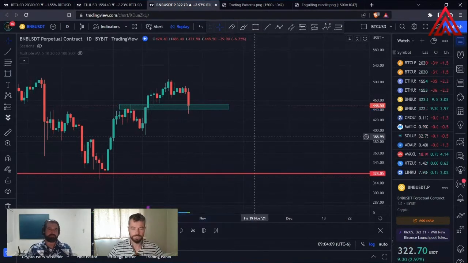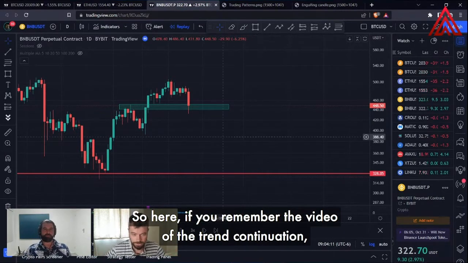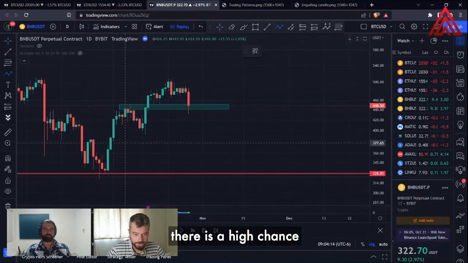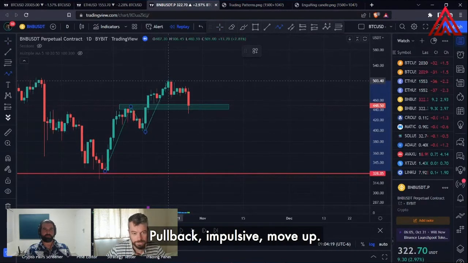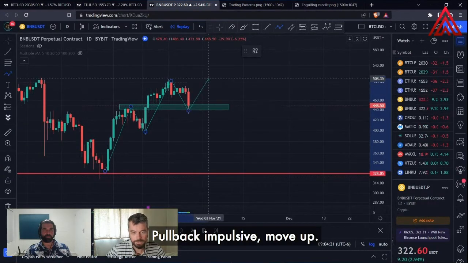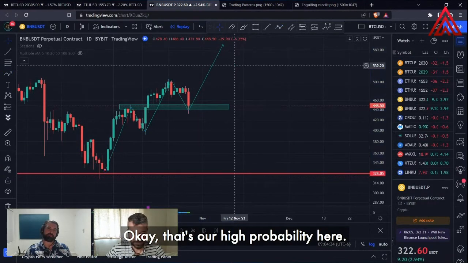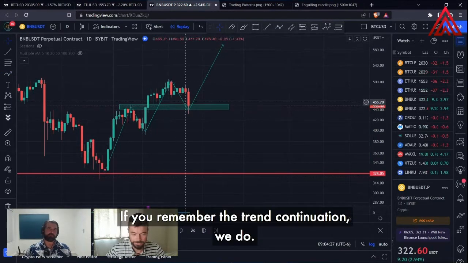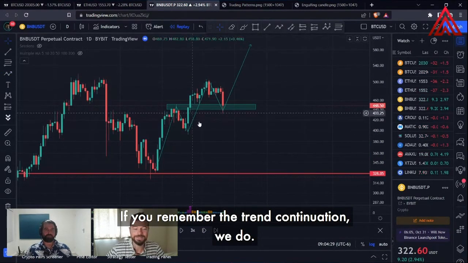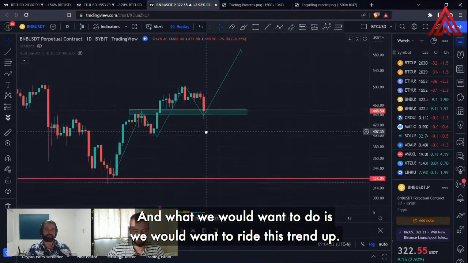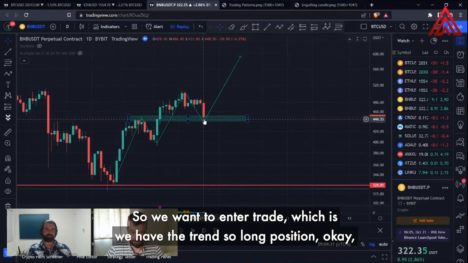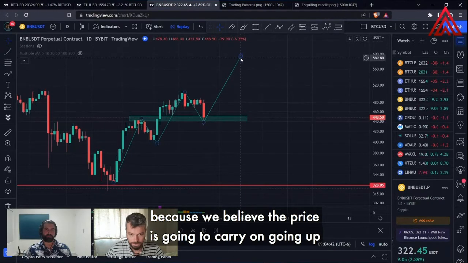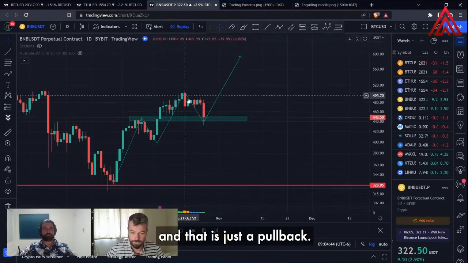Right. So here, if you remember the video of the trend continuation, there is a high chance for this to create something like this: pullback, impulsive move up, pullback, impulsive move up. That's our high probability here. And what we will want to do is ride this trend up. So we want to enter a trade which is with the trend, a long position, because we believe the price is going to carry on going up, and that's just a pullback.